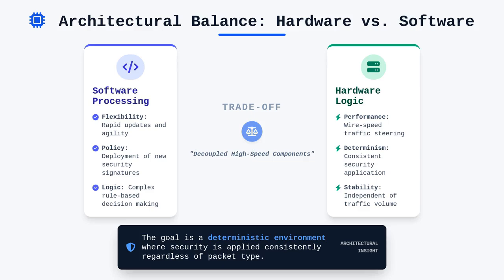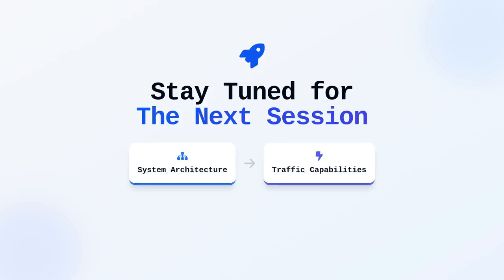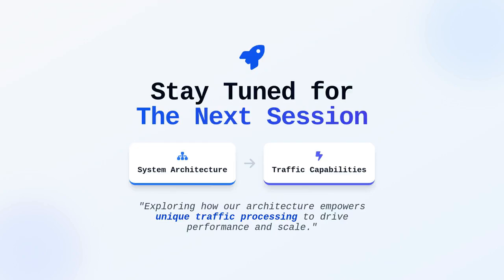By mastering this architectural breakdown, you move away from seeing the firewall as a black box and instead see it as a finely tuned system of decoupled high-speed components. Look forward to discussing how this architecture enables our unique traffic processing capabilities in our next session.